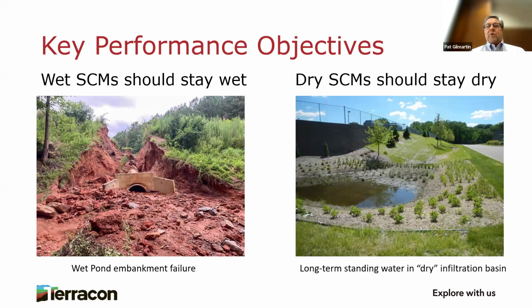In order for stormwater control measures to function as intended, it is important that in the long term, they stay in their design conditions. I'm channeling Bill Hunt from NC State. Wet stormwater control measures need to stay wet, and dry stormwater control measures need to stay dry. Otherwise, they won't control stormwater quantity and improve stormwater quality as intended. Geotechnical conditions and issues are critical in meeting these key performance objectives. I don't think that wet pond there on the left is going to stay wet.